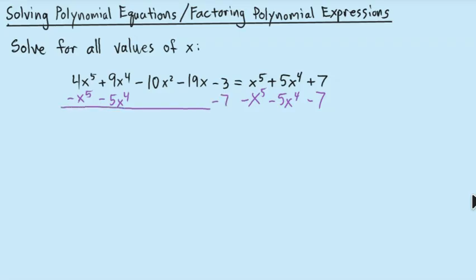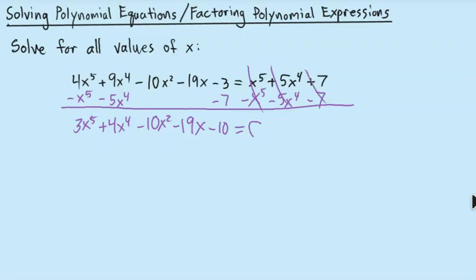I'm going to draw a line here. Okay, bring down the equal sign. 4x to the fifth minus x to the fifth is 3x to the fifth. 9x to the fourth minus 5x to the fourth is plus 4x to the fourth. We're just going to bring down the minus 10x squared. We're going to bring down the minus 19x. And then here we have negative 3 minus 7, which is negative 10. And then this cancels, and this cancels. So we have 0 on this side. And that's what we're supposed to do in step one.